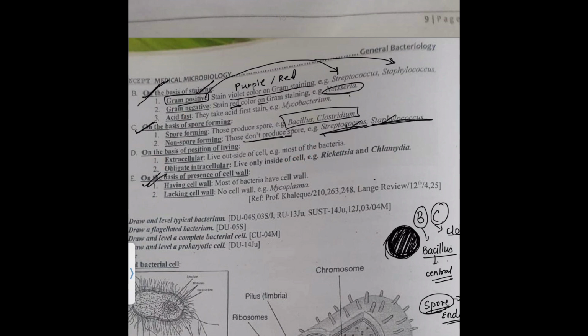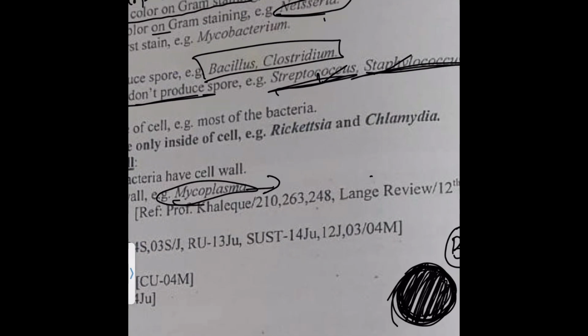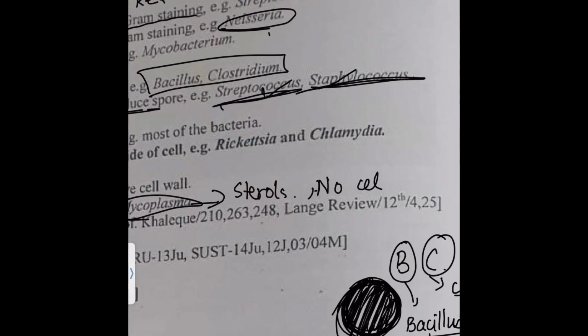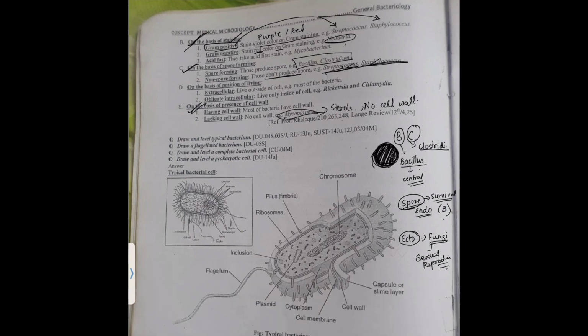Now, on the basis of cell wall, all the bacteria have a cell wall except Mycoplasma. What does Mycoplasma have? Mycoplasma have sterols. It does not have a cell wall. So this classification is also done on the basis of cell wall.